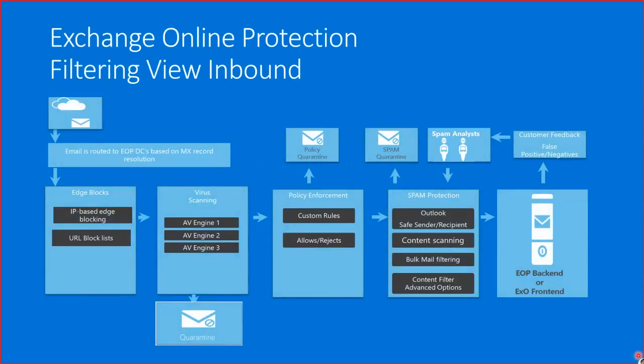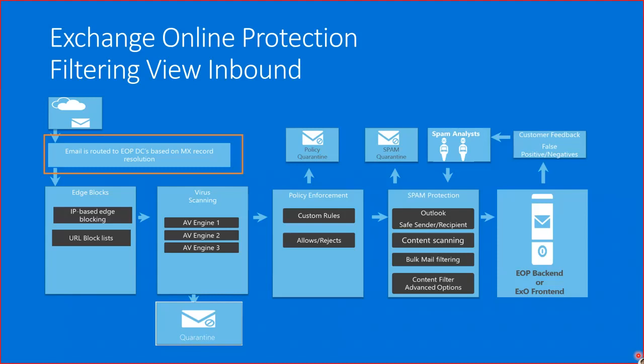Let's take a quick look at how Exchange Online Protection works and how the filtering happens when Exchange Online Protection receives a message from the internet. When we receive an email for a tenant hosted in Exchange Online, the message will always be delivered to a specific set of Exchange Online Protection data centers and IP addresses, which is allocated at the time when the customer signs up for Office 365.